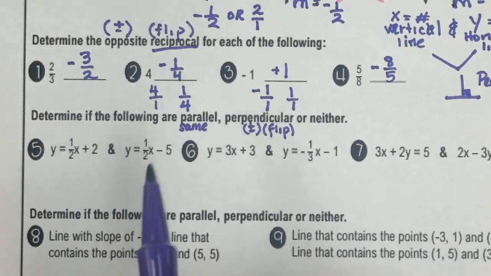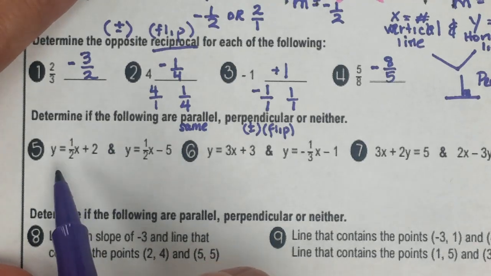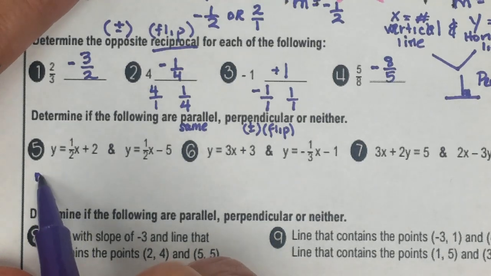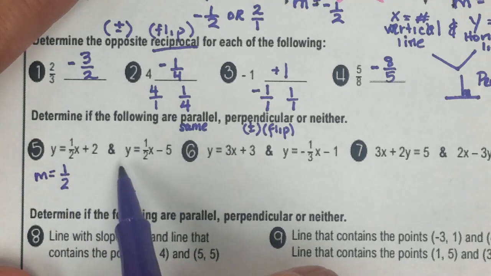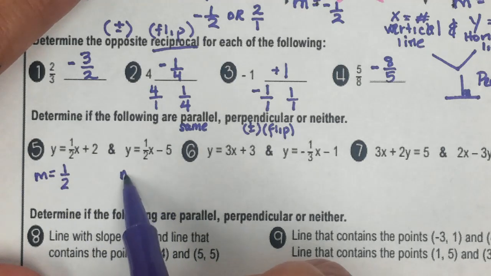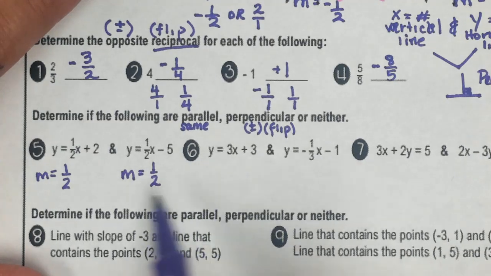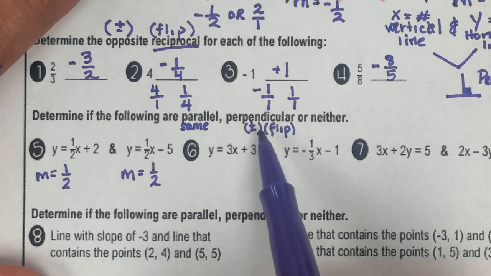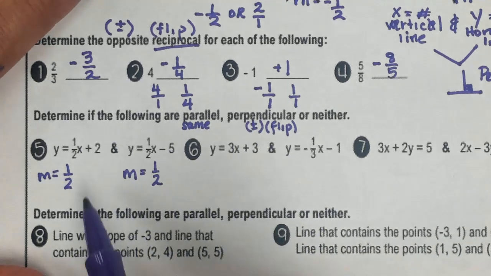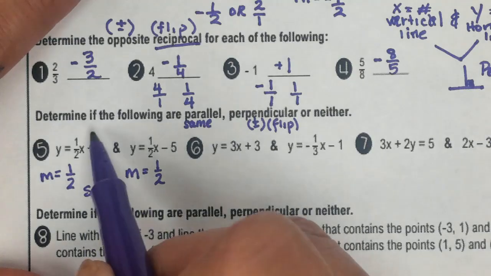So the way you're going to do this is you're going to pull out the slope. Ready? What is the slope to this equation? 1/2. What is the slope to this equation? Well, are these the same? Or are they perpendicular by being opposite sign and flipped? Well, I think they're the same. So I'm going to call these parallel.